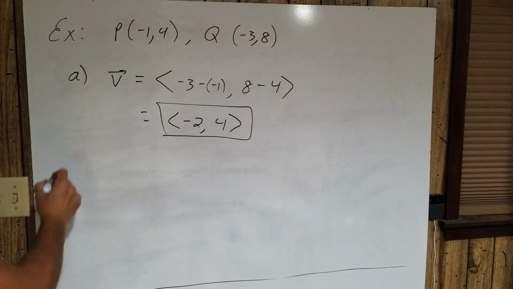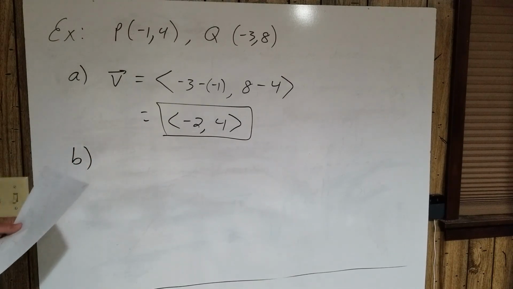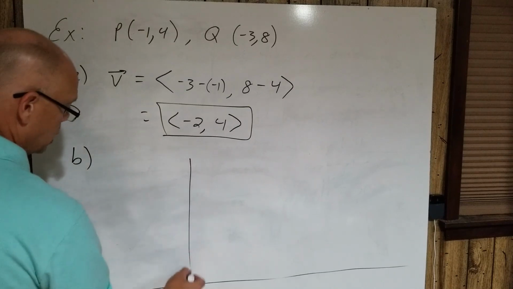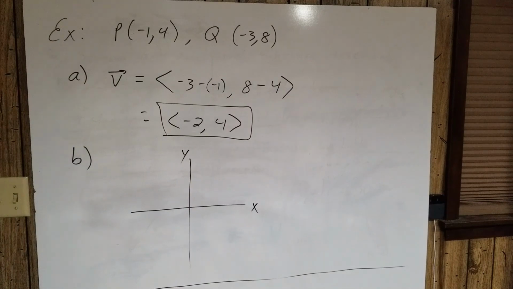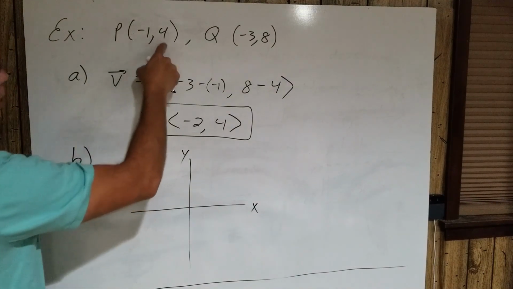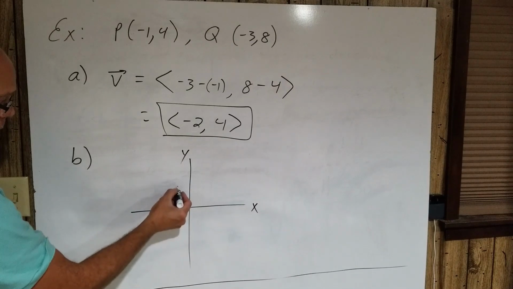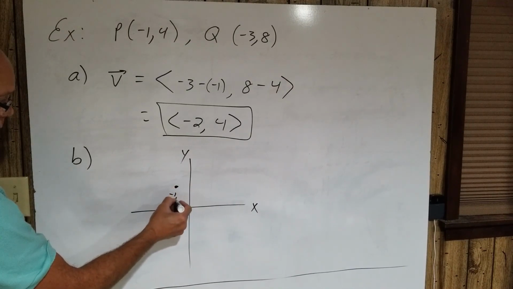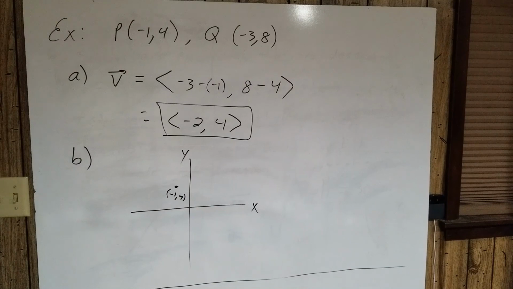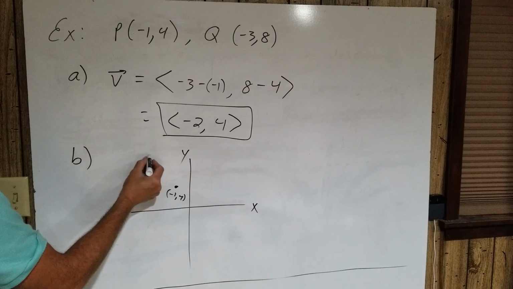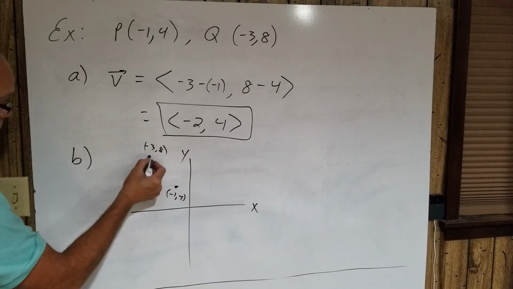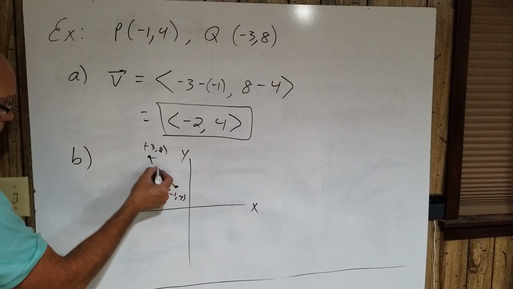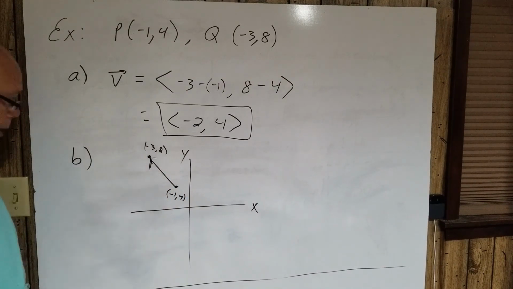Part B says, sketch vector v from P to Q. I'm going to do a rough sketch here. Here's my x-axis, here's my y-axis. From P to Q. P is negative 1, 4, so negative 1, 4 is maybe about right here. And then negative 3, 8 is going to be somewhere over here. That's my terminal point, so I'm going to have an arrow on that point, and my initial point's here. So I'm going to do something like that.